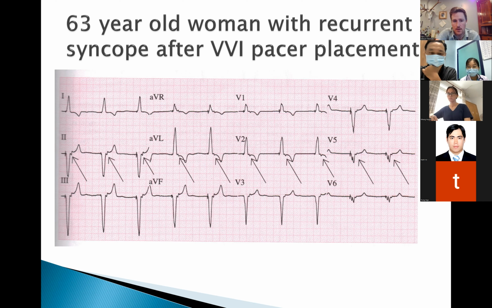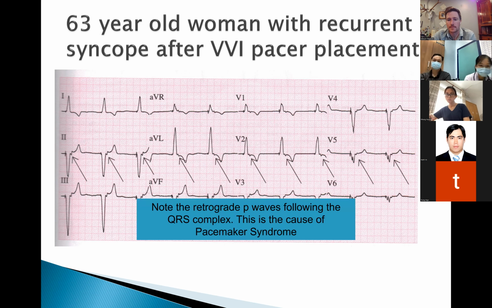Does everyone see those P waves that are showing up in the QRS where those arrows are pointing to? Right, and they're negative in their polarization, direction. So that's also indicative of the impulse that's coming retrograde. So a retrograde impulse is causing those negative P waves. Right, so we see this retrograde P wave followed by a QRS complex. So that's the cause of pacemaker syndrome.